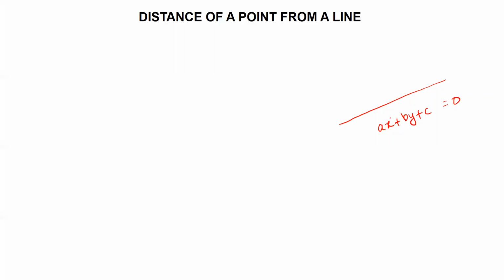So if I take any straight line of this form and suppose I take a particular point, let's call it alpha comma beta, and I want to find out the perpendicular distance. Remember that distance has always meant perpendicular distance. So if I want to find out the perpendicular distance of this point alpha comma beta from this line ax plus by plus c is equal to 0, then what is actually the distance?